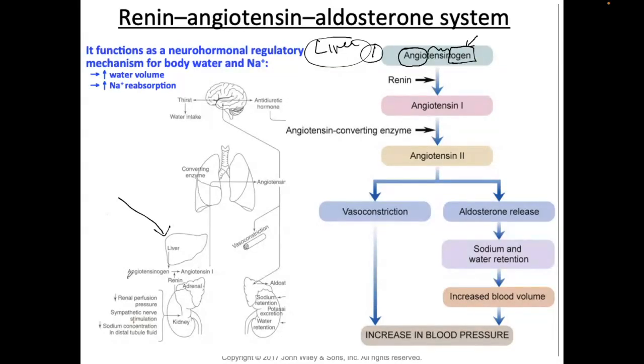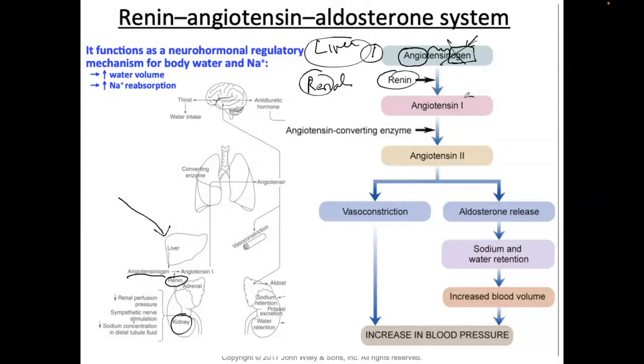The liver makes angiotensinogen. Then comes along our good friend, the kidneys. The kidneys make renin. Remember, if we look at the first three letters of renin, it's rene, like renal failure. So the kidneys make renin. When renin bumps into angiotensinogen, look what it does. It knocks off the ogin and creates angiotensin 1.